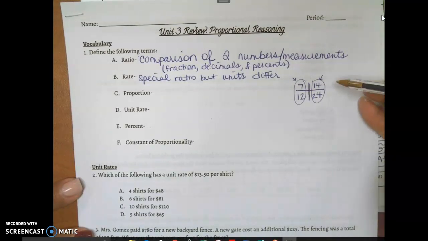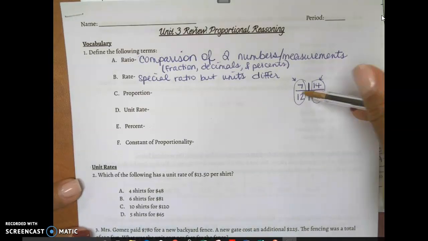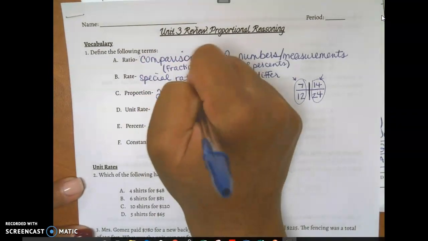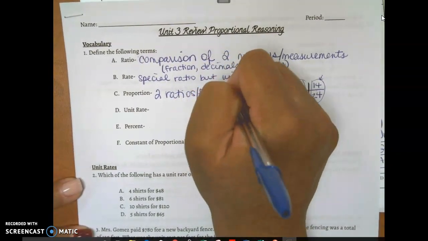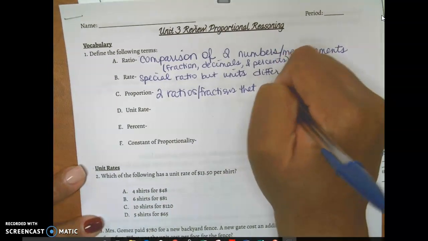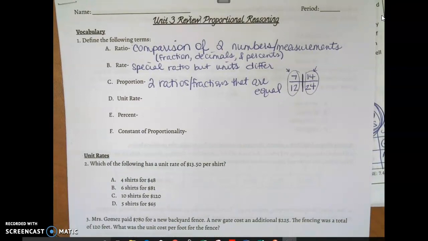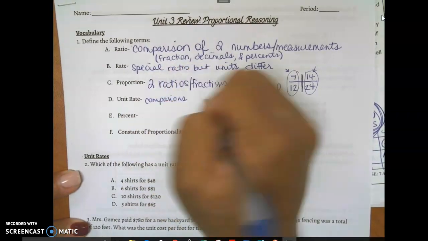Do I have any missing words? Not to my knowledge. Okay, these are each two what? Two ratios or fractions that are equal. That's it. A unit rate is a comparison of rates where the denominator is 1, or a comparison of units.